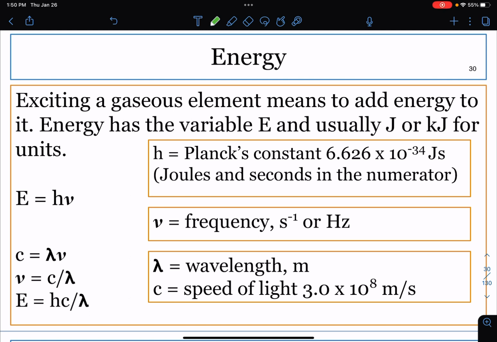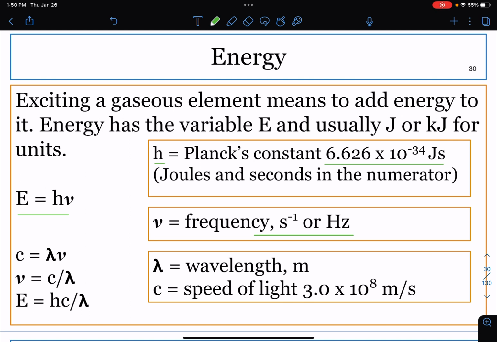Exciting a gaseous element means to add energy to it. Energy has a variable of capital E, and usually joules or kilojoules are the units for energy. So we have this equation here. E is the energy of one photon or one particle of light, and it's calculated by taking h, which is a constant here, 6.626 times 10 to the negative 34, with joules and seconds both in the numerator. Take h and multiply it by the frequency of the photon, which again is what we've just been looking at. It has a unit of s to the negative 1 or hertz.